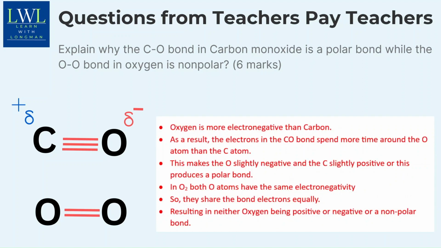Now I'm showing you a marking guide which thoroughly explains the question. So, first of all, oxygen is more electronegative than carbon. As a result, the electrons in the carbon-oxygen bond spend more time around the oxygen than they do around the carbon atom. This makes the oxygen slightly negative and the carbon slightly positive, or this produces a polar bond. In oxygen, both of the oxygen atoms have the same electronegativity, so they share the bond electrons equally, resulting in neither oxygen being positive or negative, or a non-polar bond being formed.